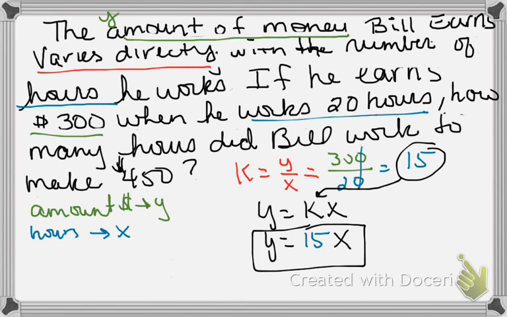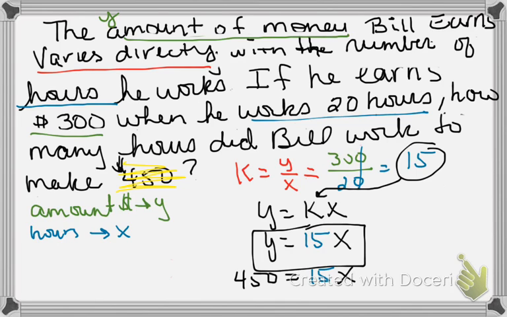Now the difference between this one and the last one. The last one, we gave you the hours, and you had to find out how much he made. This time we're saying, how many hours did he work? If you look at this, Bill made $450. That's what he made, so that's the amount. That means Y is going to be $450. So we're going to say $450 equals 15x. Now I have to find out how many hours it is.